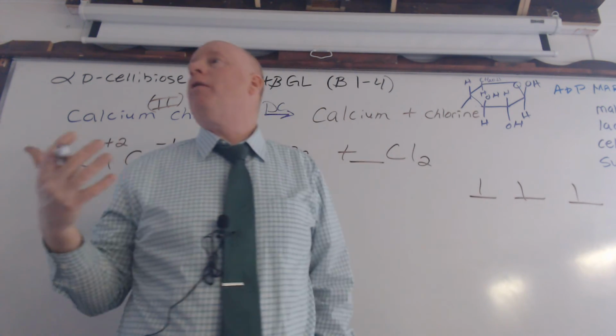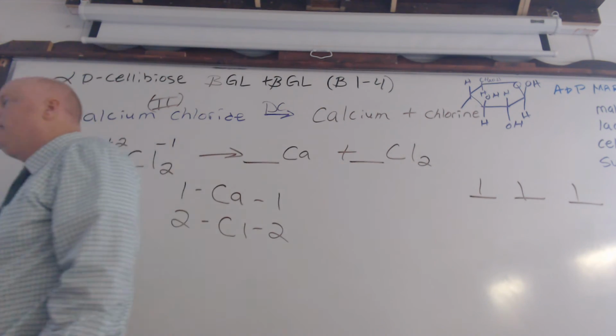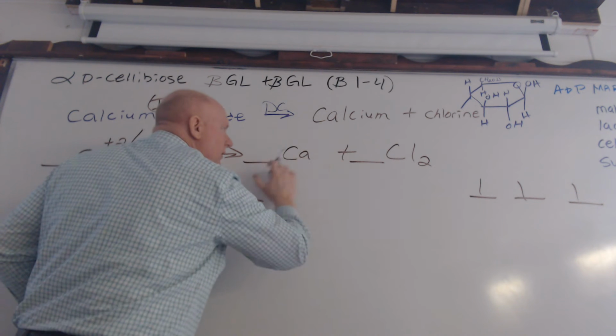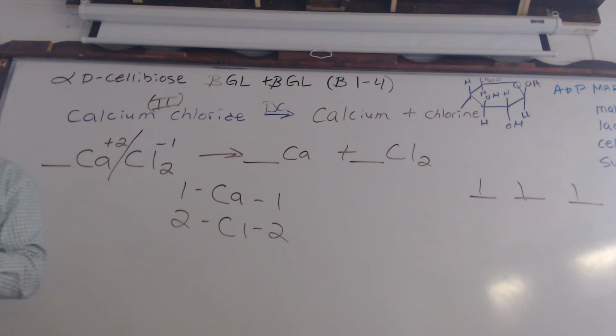sometimes these equations are already balanced. Okay? So what do we see? What happens in a decomposition reaction? A compound is going to do what? It separates. We had, see how this breaks apart into its associated components. Calcium on one side, chloride on the other. All right.